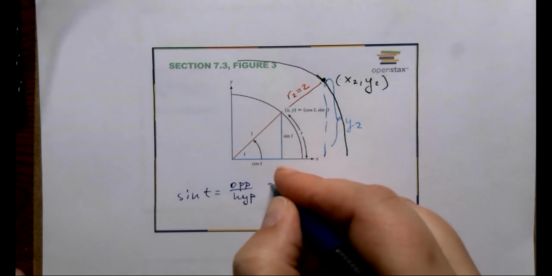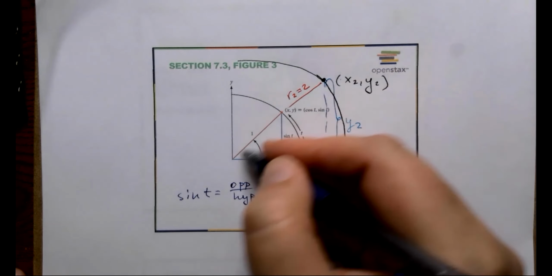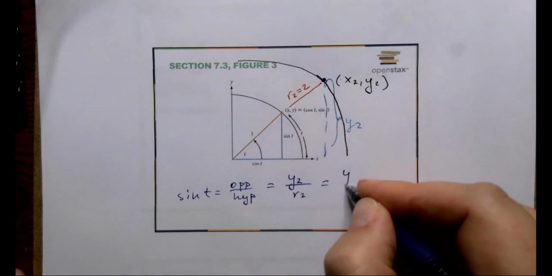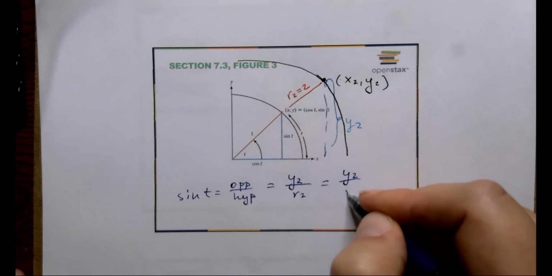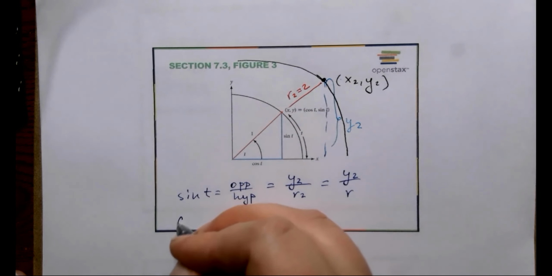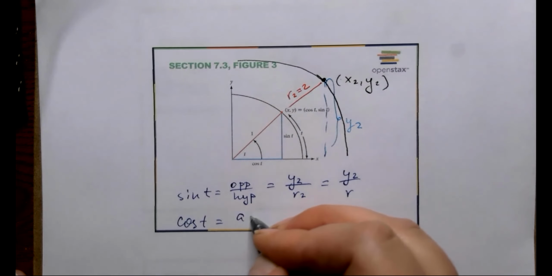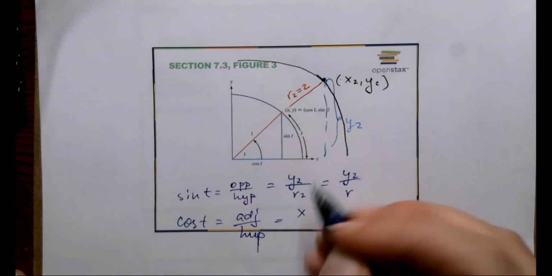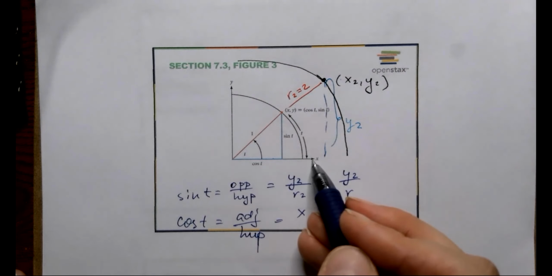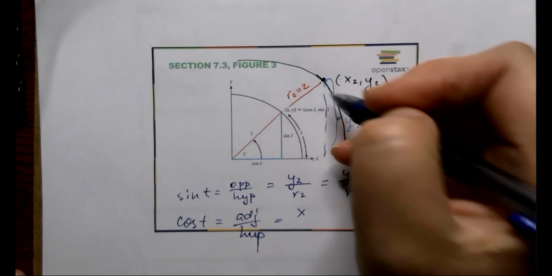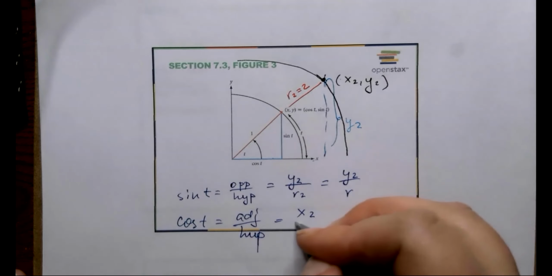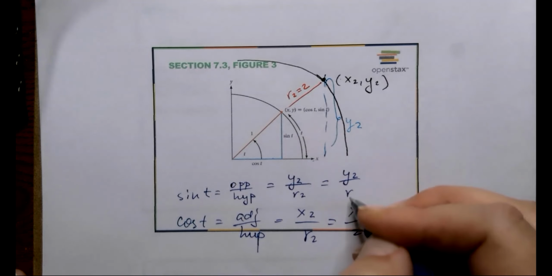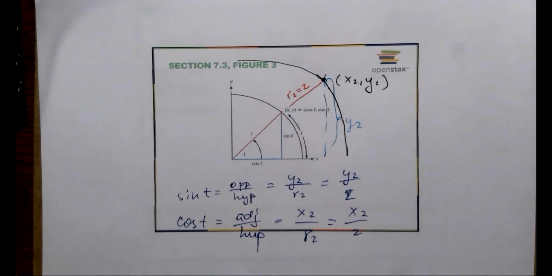Okay, so we have coordinate y2, and then we have to divide by the hypotenuse, which is the radius, r2. So it's going to be y2 over r2. Now for the cosine of t, same thing. It's adjacent over hypotenuse. So the adjacent coordinate is this right here, so that's going to be the x2 coordinate of this point. So we have x2 divided by r2.